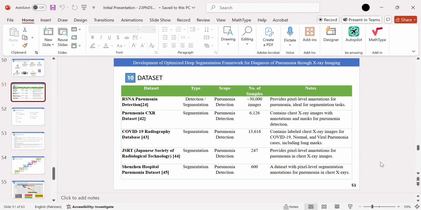Real-time data collection from hospitals involves challenges such as patient privacy, ethical approvals, and radiologist validations, which are time consuming and resource intensive. Additionally, standardized datasets provide a benchmark for comparing my model's performance with existing approaches, ensuring the validity and the reliability of the results.